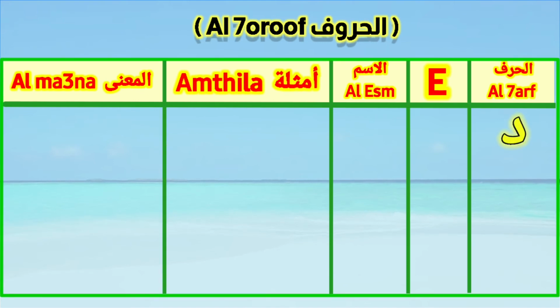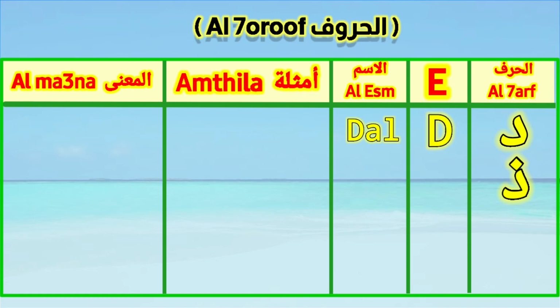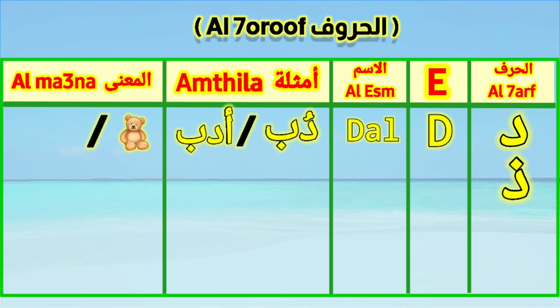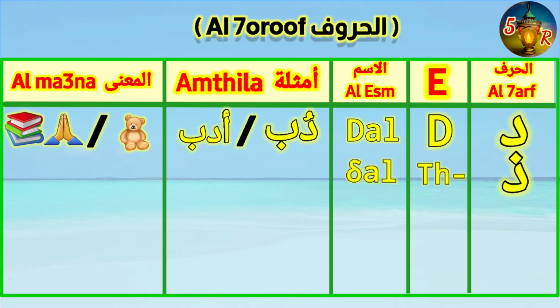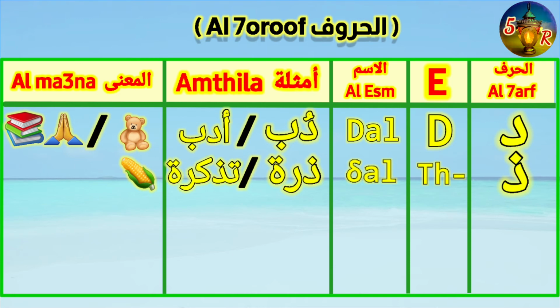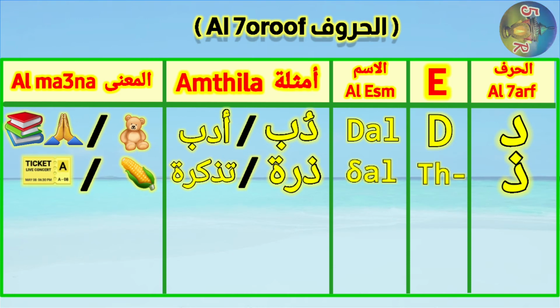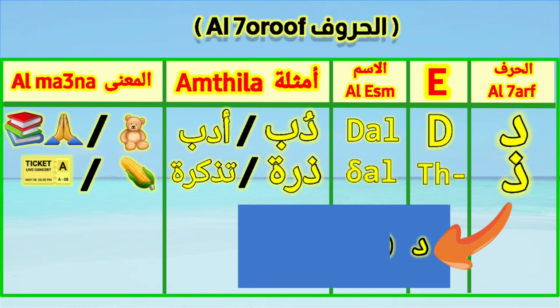The first pair we covered were dal and dhal, right? So let's start. The name of the letter was dal, equivalent to D in English. Amthila, we said dub, means bear, and also adab, which can mean 2 things, either politeness or literature. And the sister was dhal with the tongue out, same as the th in English. Mithal for dhal, we said so many as dhora, which means corn, or tadhkara, which means ticket. Quick reminder, we said in Masri it will be pronounced either dal or za, depends on the word.